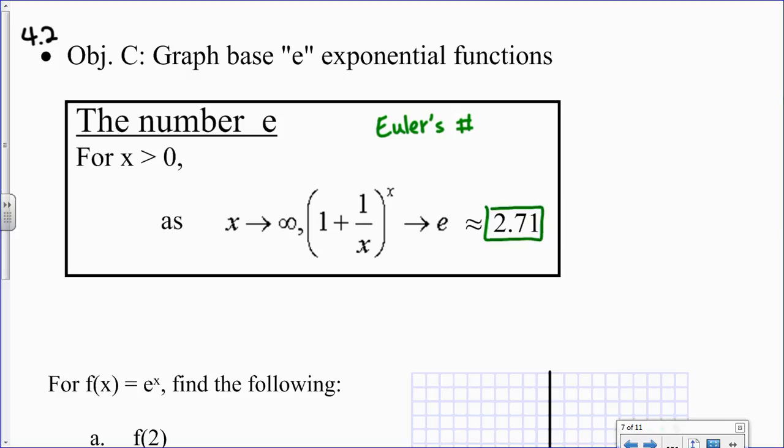This stuff here, the beginning, is the definition. You don't have to memorize that, but that's where it comes from. So as x goes to positive infinity, the bigger and bigger numbers you plug in for x, the closer and closer you get to this number here, approximately 2.71.